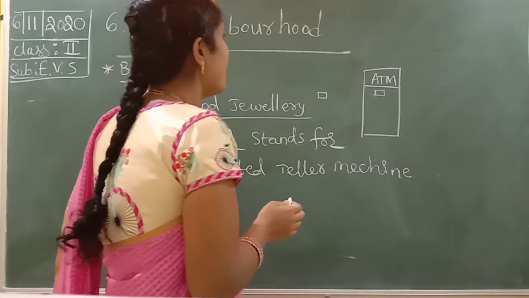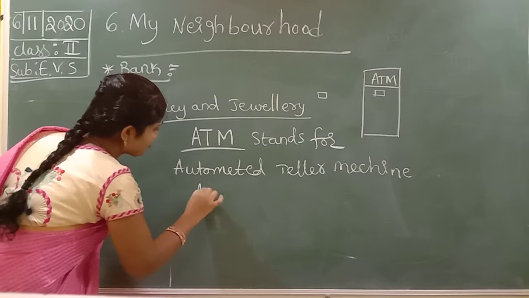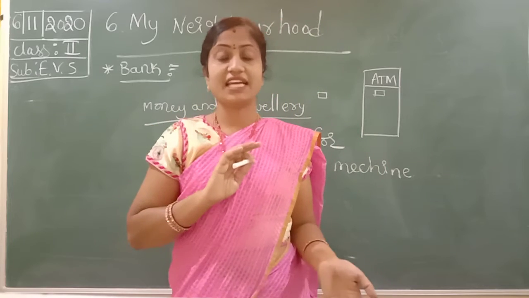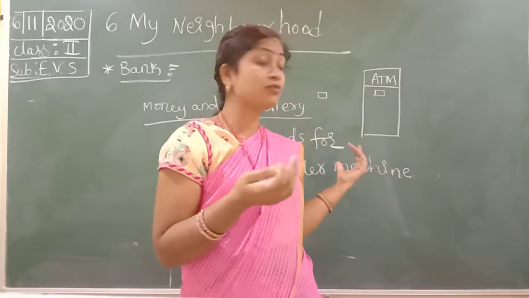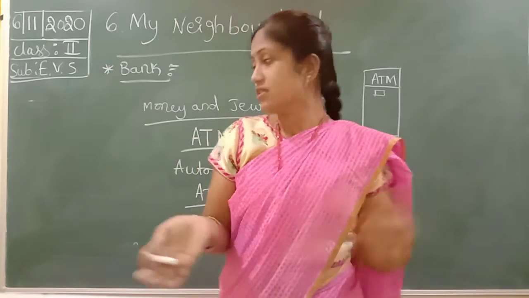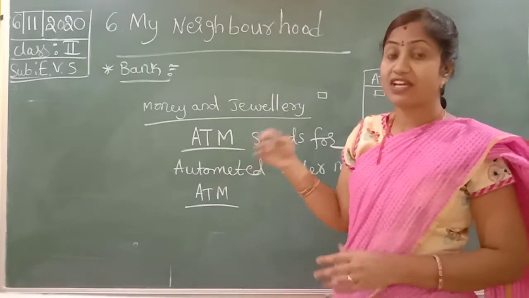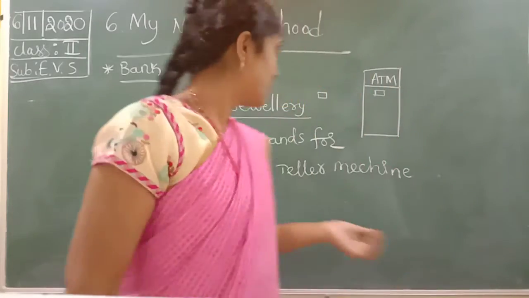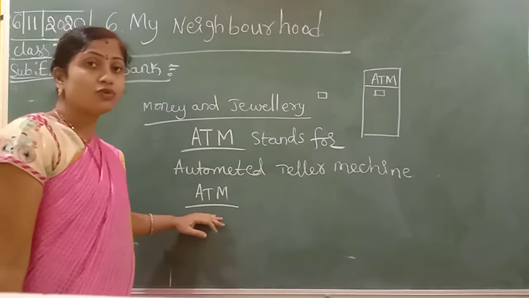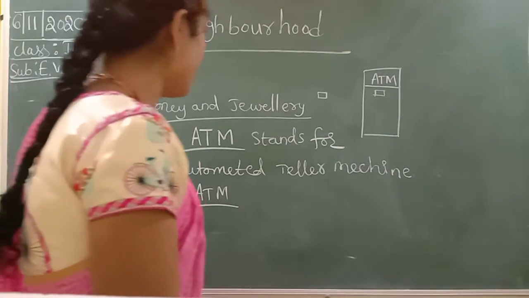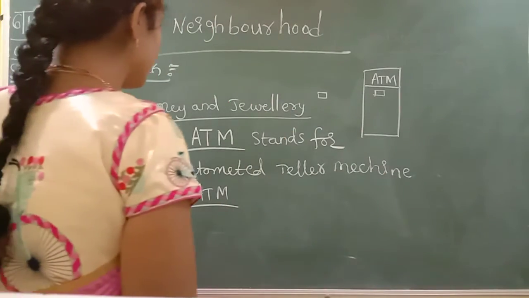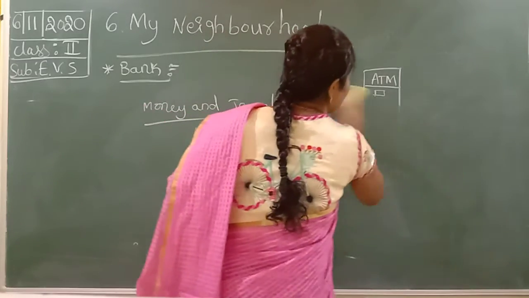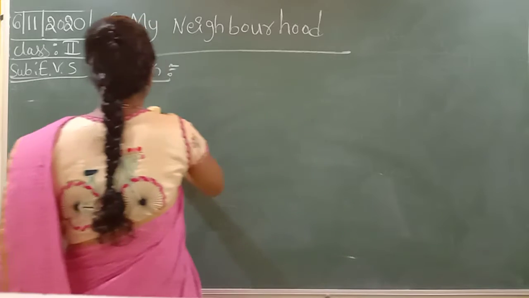So an ATM is an automatic machine of the bank. The ATM is connected with the bank. When we want money, we take it from the ATM through the bank only. In this ATM we will get money. Like that, we use the bank in our neighborhood and we get help from these banks. Okay, the bank is complete. Next, the hospital.